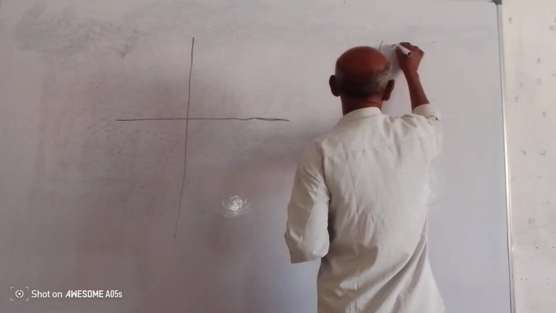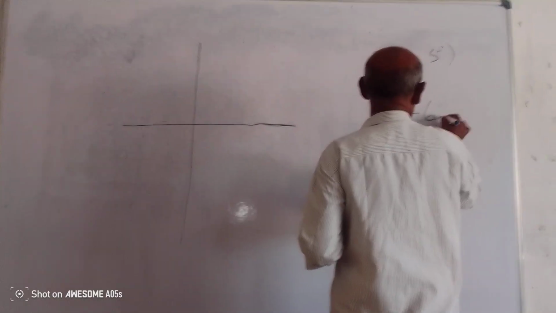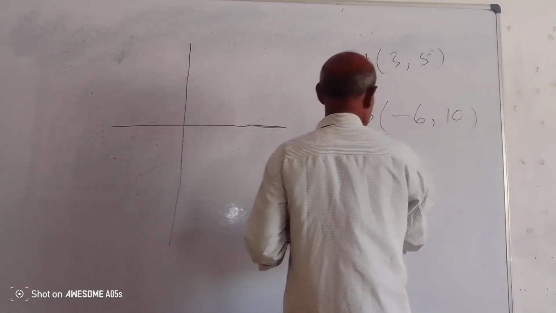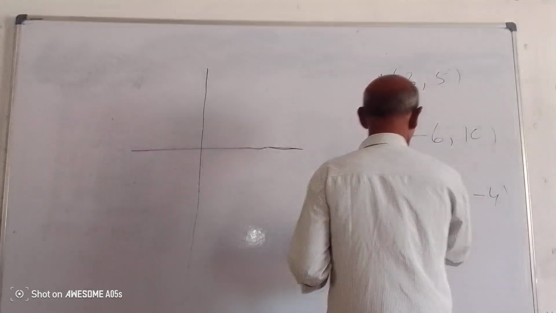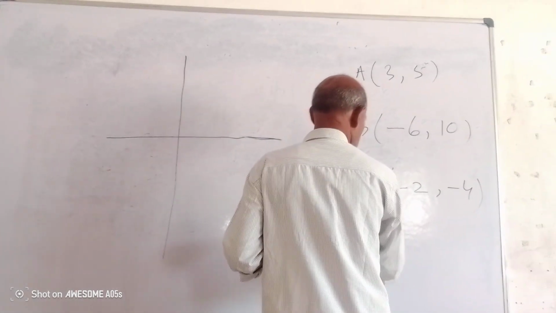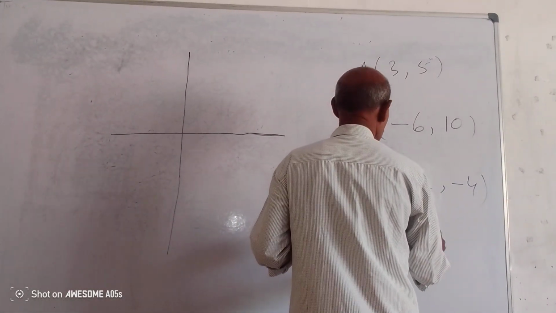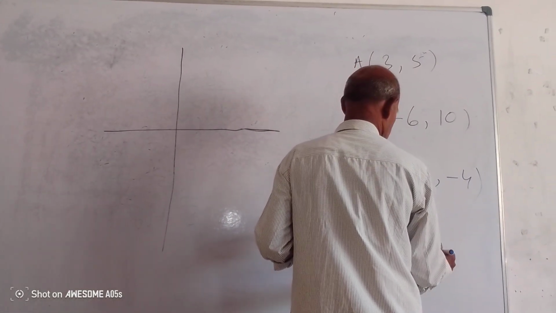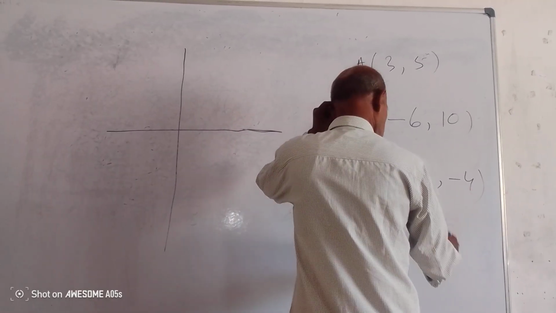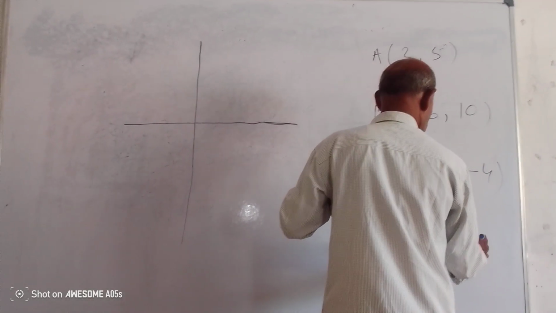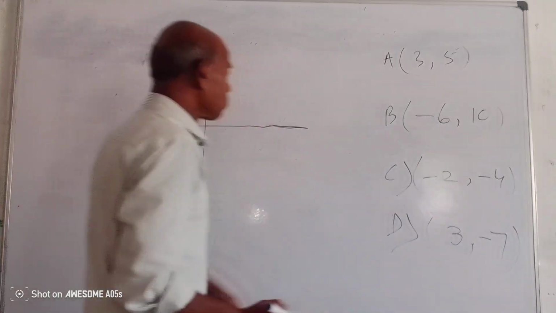Suppose a point A is (3, 5), B is another point (-6, 10), C is a point (-2, -4), and D is a point (3, -7). We want to plot these points.